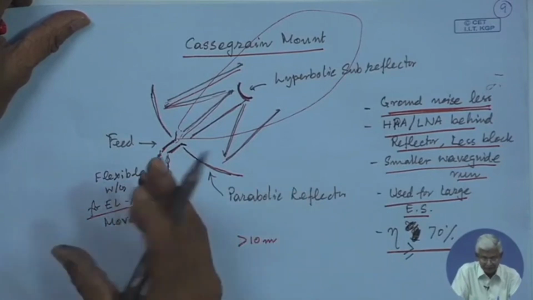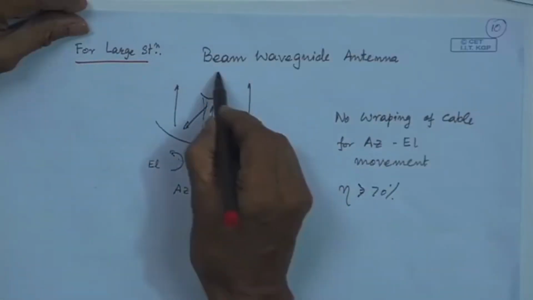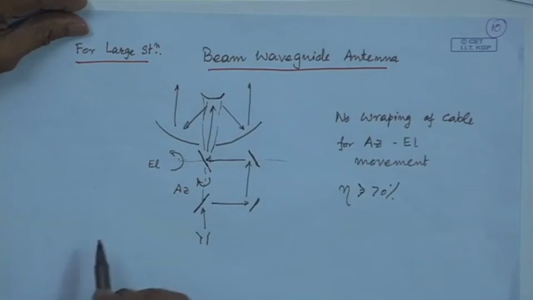But then this turning of elevation and azimuth creates a problem. You make a 360 degree or 180 degree turn, and then all this waveguide will get fully twisted, it creates a problem. So therefore people have come up with an innovative solution. One of the solutions is like this: for very large stations they use a beam waveguide antenna.